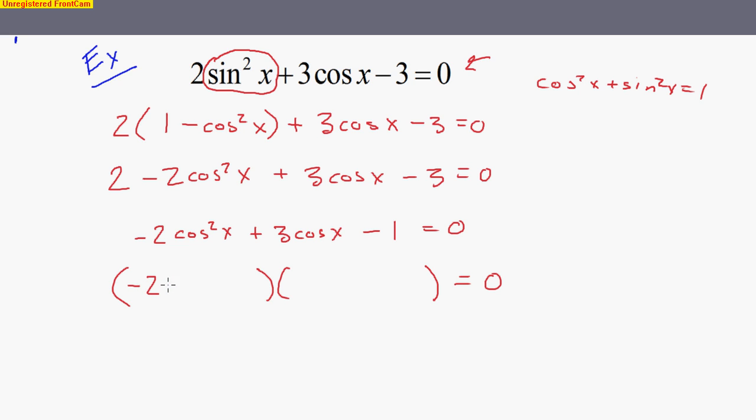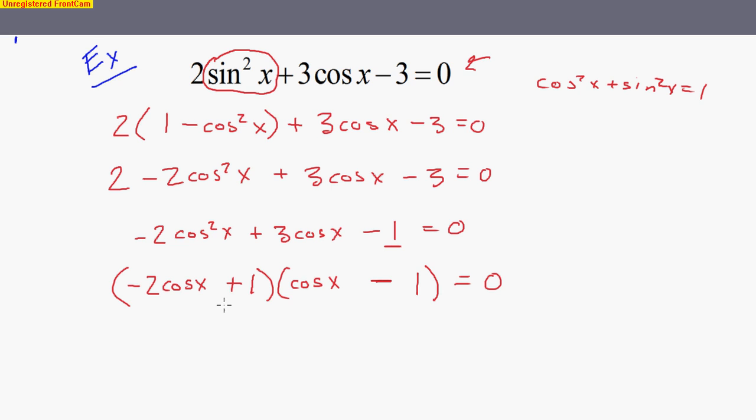Let's see here. -2 cosine of x times a positive cosine of x. That will generate -2 cosine squared. Then I need a 1 and a 1, because the only way to get that 1 in the back is 1 times 1. But let's see here. I believe I need this guy to be negative. That way when I multiply the outsides together, I get a positive 2 cosine x. I want this guy to be positive, so I get a positive 1 cosine of x in the middle, and together the positive 2 cosine and the positive 1 cosine makes the positive 3 cosine.